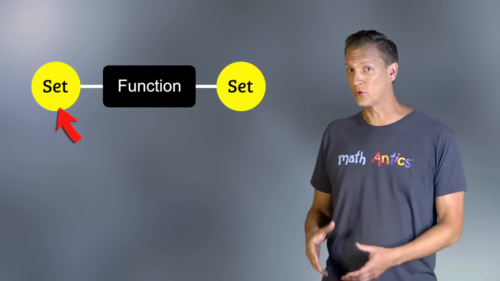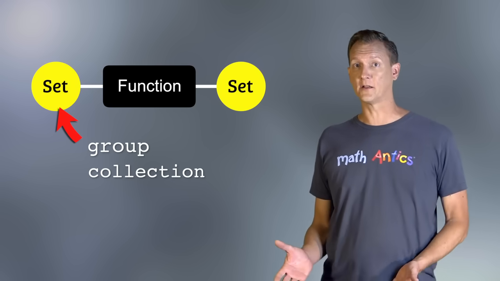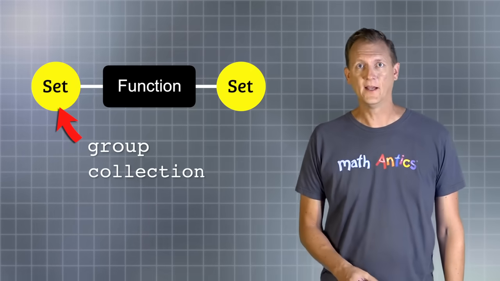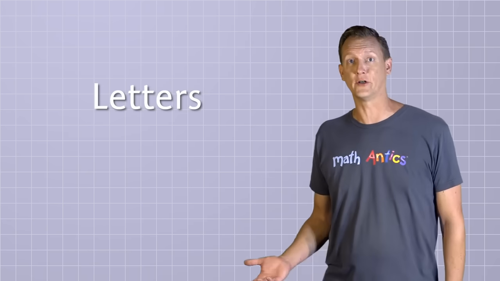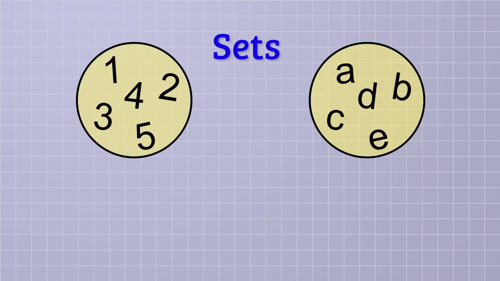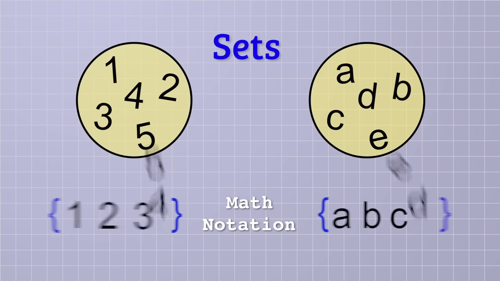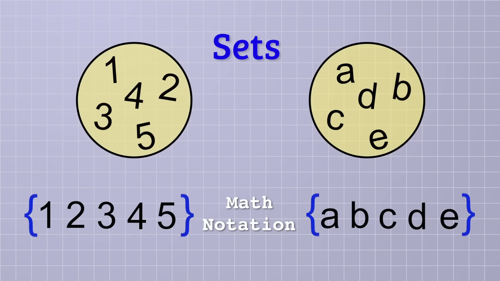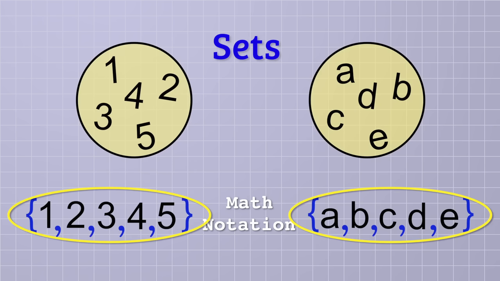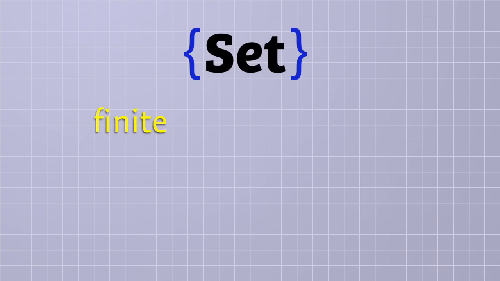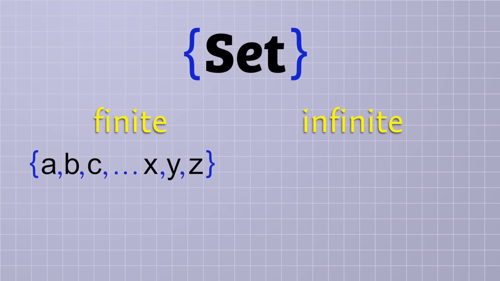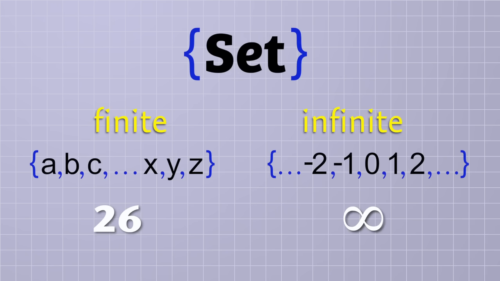A set is just a group or collection of things. Often it's a collection of numbers, but it doesn't have to be. A set could be a collection of other things like letters, names, or just about anything. Sets are sometimes shown visually like this, but more often you'll see sets written using a common math notation where some or all of the members of the set are put inside curly brackets with commas between them like this. A set can have a finite or an infinite number of elements. For example, a set containing all the letters of the alphabet has only 26 elements, while a set of all integers has an infinite number of elements.